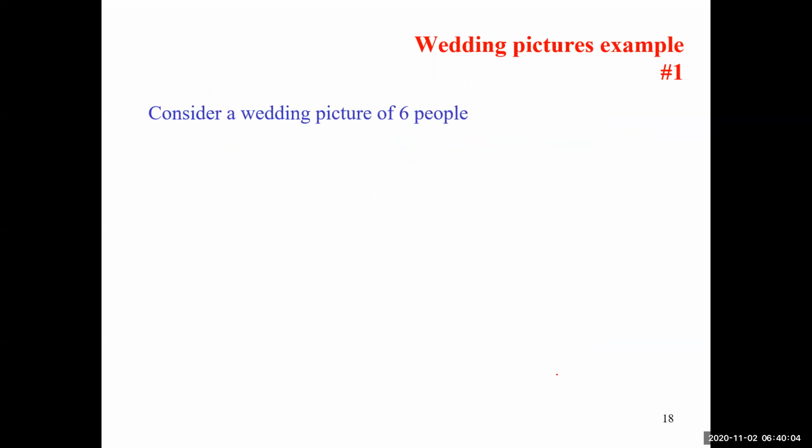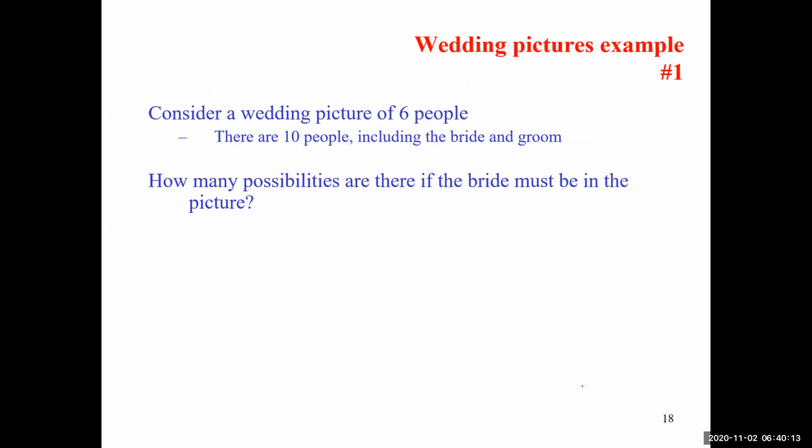Let us go to an interesting problem. We want to take a picture of 6 people in a wedding, and there are a total of 10 people including the bride and the groom. Now let's consider the first case. How many possibilities are there if the bride must be in the picture?